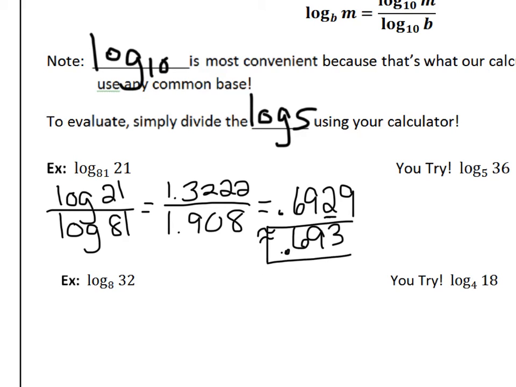Now you can actually do this in your calculator without having to write down these numbers in between. Some of you might do 21 log and then hit your divide button, and then 81 log, and if that gives you 0.693, then that's how your calculator works. A lot of you will simply be able to do log 21 divided by log 81. And again, you'll know if you got it right by getting 0.693.